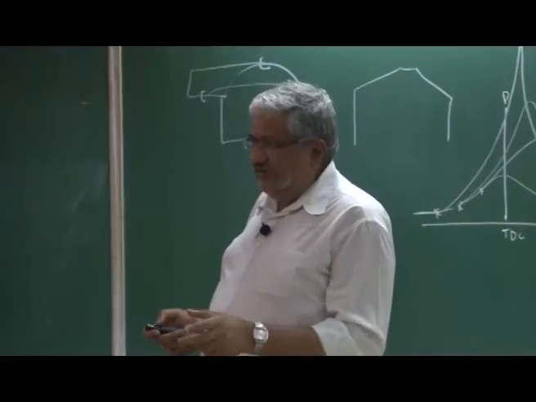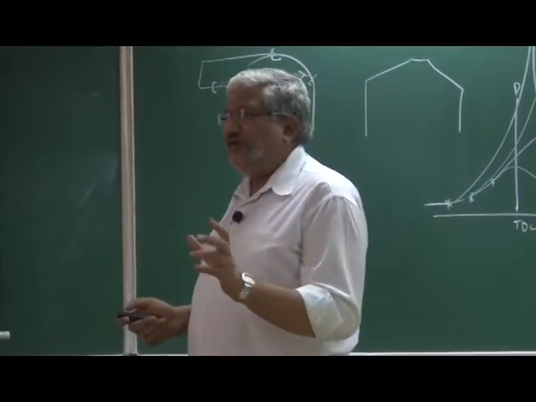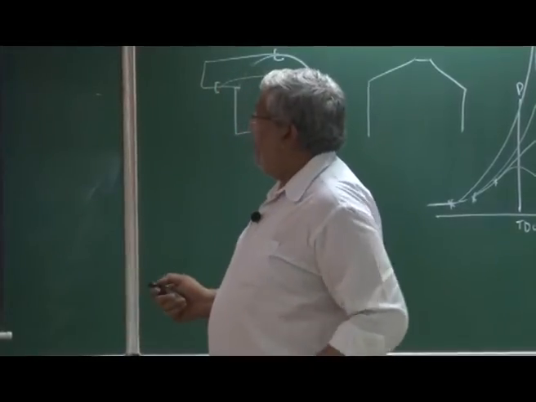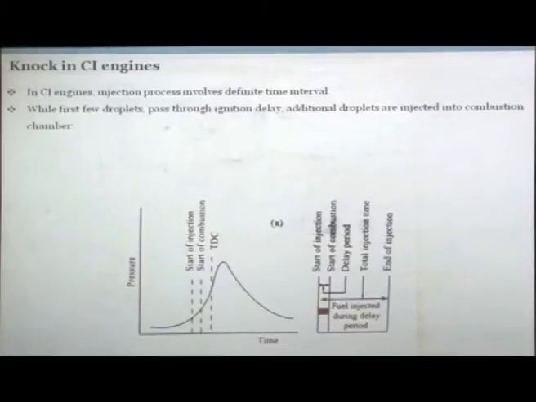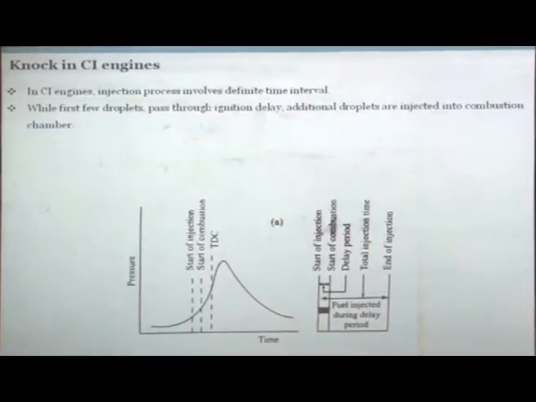Fuel cannot be injected all in one crank angle degree or half crank angle degree. It requires 15, 20, 30, 40 crank angle degrees, a certain interval. So you have to start at a certain crank angle degree, and when you start, some first droplets will enter. The first few droplets pass through the ignition delay, and the additional droplets are in the meantime injected into the combustion chamber.